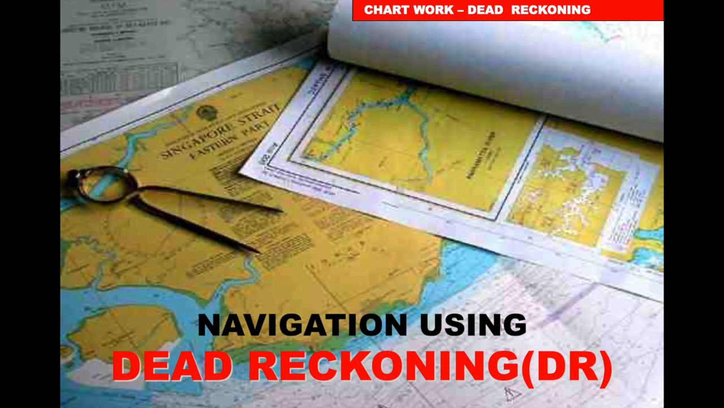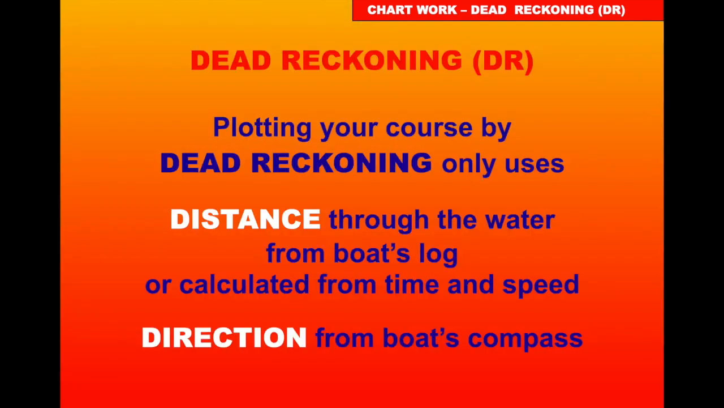We're going to talk about dead reckoning, or DR. This is the backbone of navigation, and it was how it was traditionally used. So dead reckoning, or DR, is plotting your course only using distance through the water from the boat's log, or calculated from your time and speed, and your direction from your boat's compass. So you know where you're starting from.